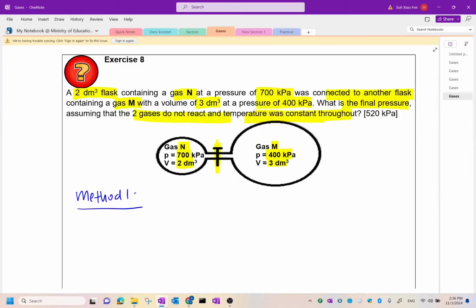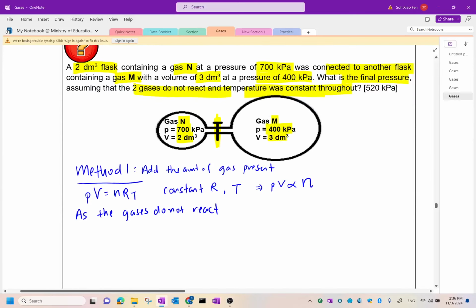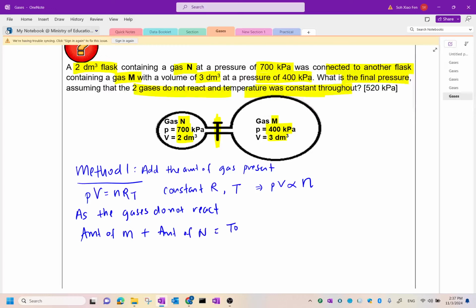The first method is you just simply add the amount of gas present. So you must remember PV is equals to nRT. So now we all know that the constant thing here is definitely your molar gas constant, and T is also constant. So what it means is that PV is proportional to n. So as the gases do not react, we know that the amount of M plus the amount of N is equals to the total amount after mixing.